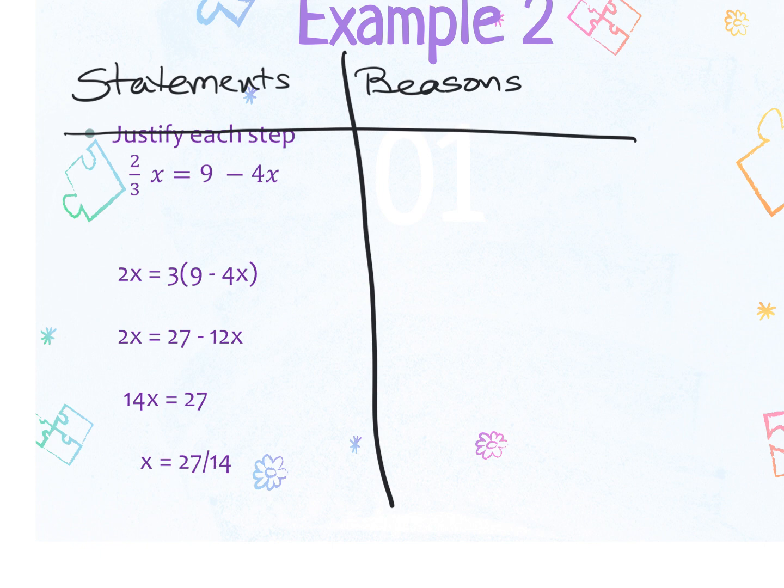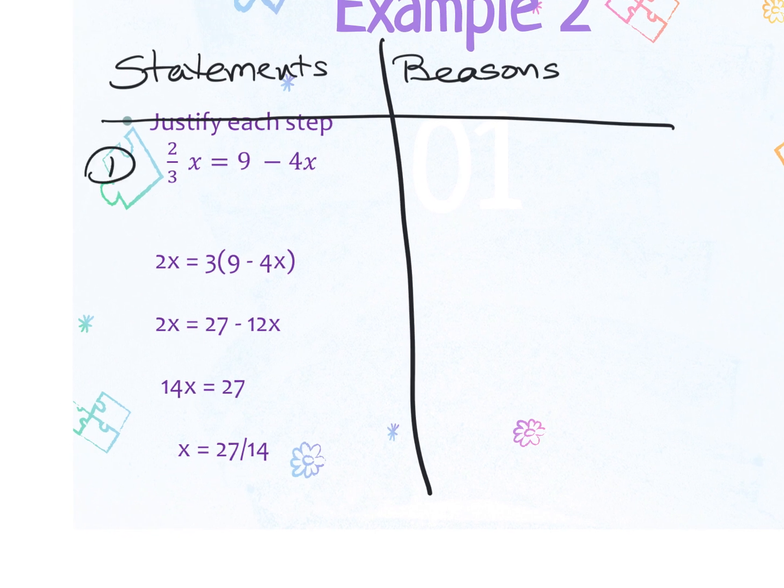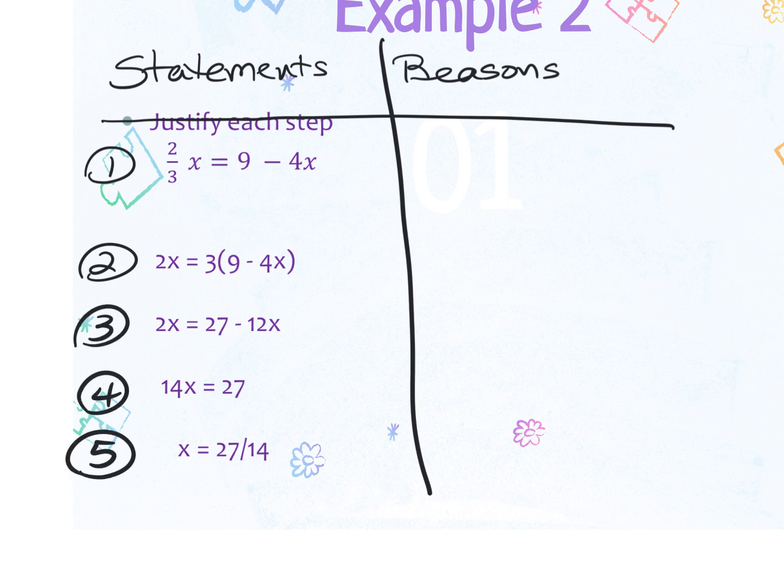So I'm going to go ahead and number my steps here: 1, 2, 3, 4, and 5. Now, the first step in an algebra proof is going to be to list the problem that I'm giving you to solve. So this first statement is the algebraic equation that I'm asking you to solve for. So this is the given problem.